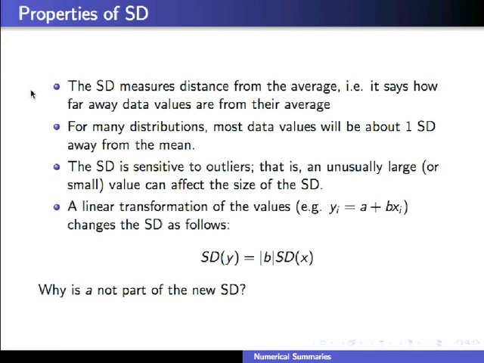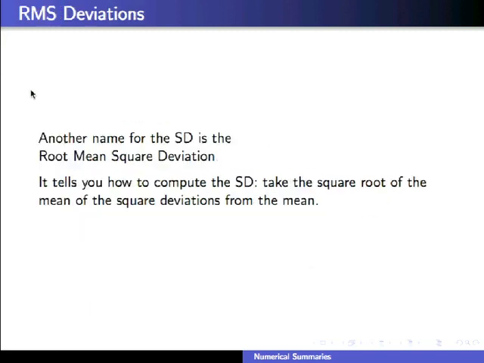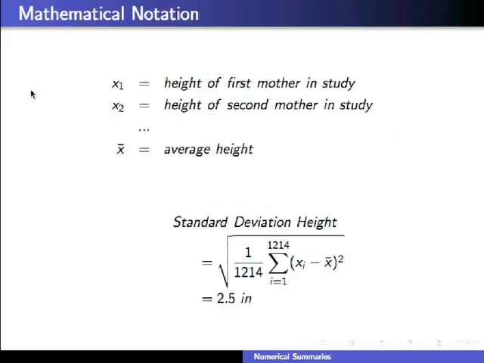You could go back to the actual formula and put in the A plus B times xi and A plus B times x bar, and you can see automatically when you do that subtraction, the A's are going to go away. The B can pull out, become squared, and then square rooted. So that's why its absolute value appears, because it becomes squared and then square rooted.